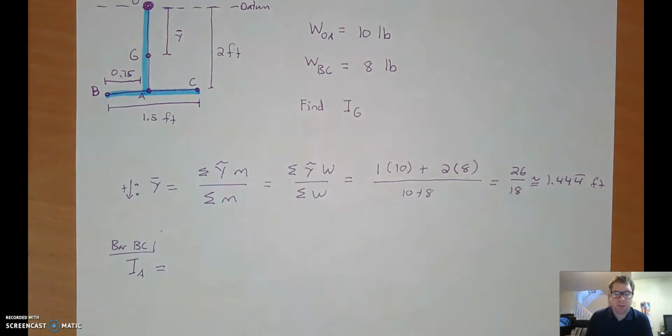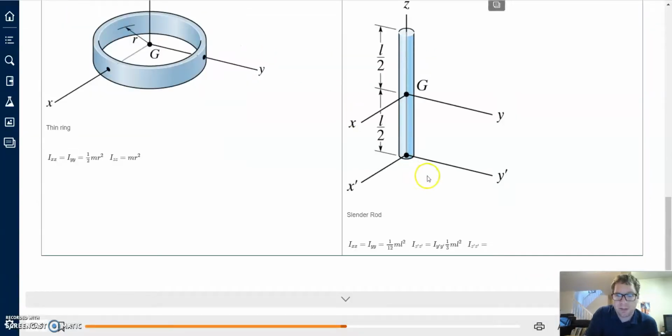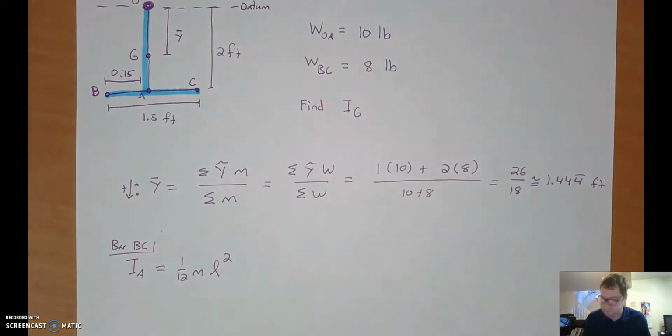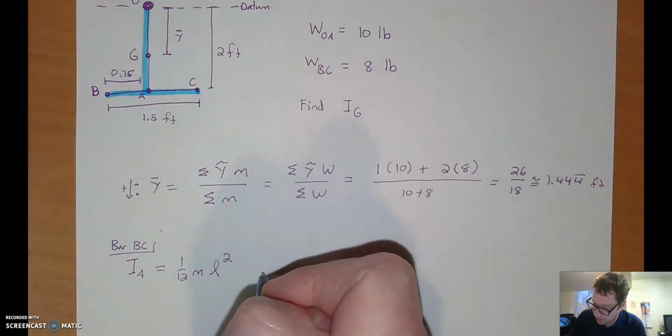If we go back to our book real quick, there's a convenient equation for slender rods. So this is our slender rod equation down here. We want one that goes to the center of it, and that's going to be this x or y. If we go about the end point, it's x prime, y prime. We'll use that one for the next one. So xx and yy is 1/12 ml squared. So I'll write that down. Therefore, all we have to do is plug in all of the numbers, and we will know I about A.